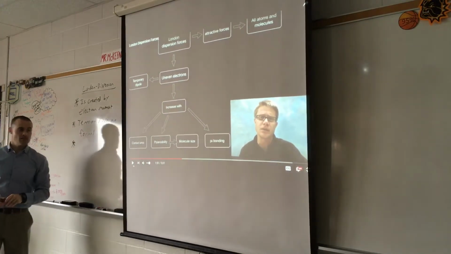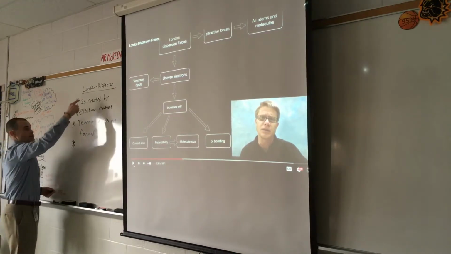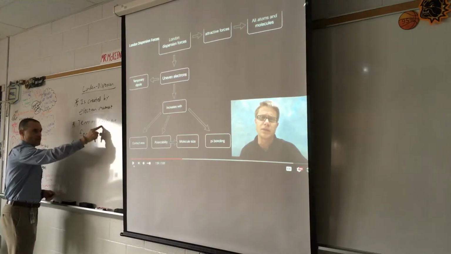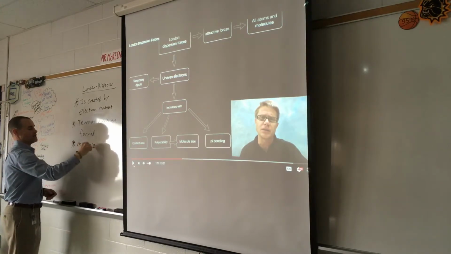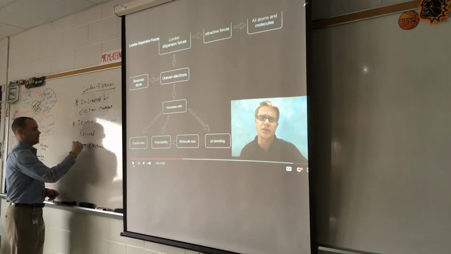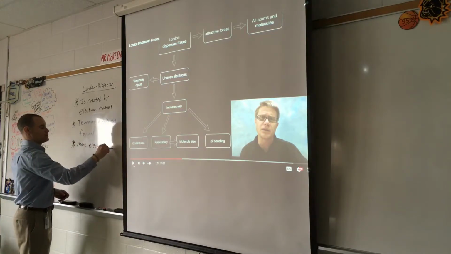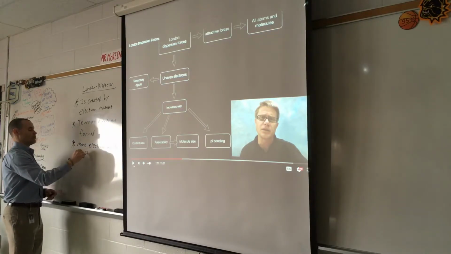What's molecule size? Means more electrons. So this is created by electron movement, which is temporary dipoles are formed, and more electrons means stronger forces. More electrons results in stronger forces.